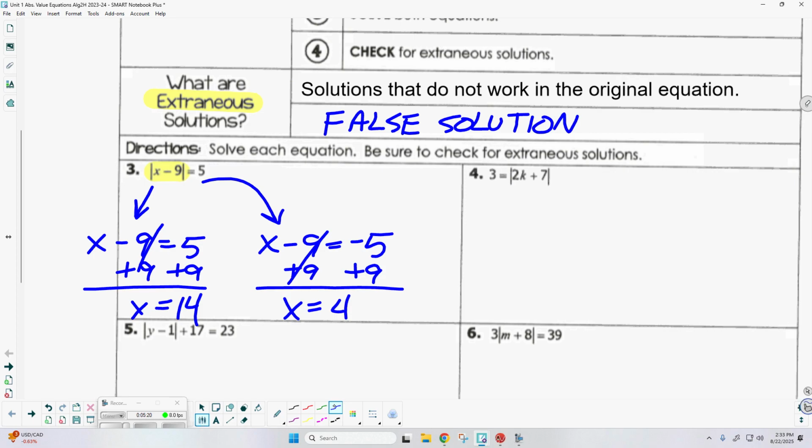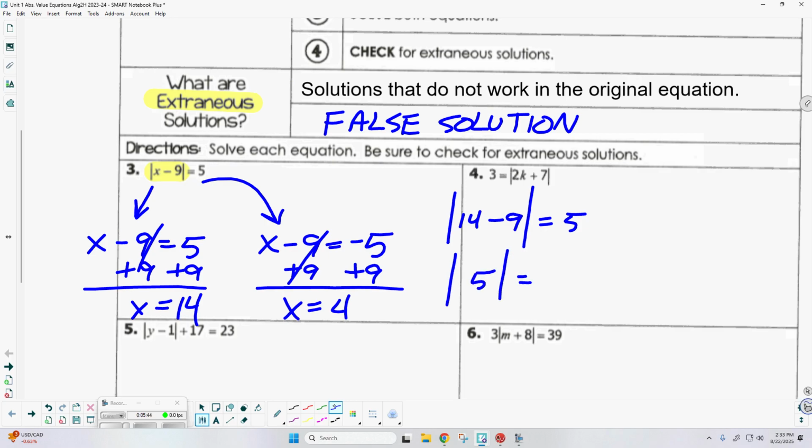Now, we're going to check these. If they work, then we're going to write these in a roster. Basically, those squiggly brackets, and we actually saw that earlier in the week and last week as well. So let's plug 14 in. So the absolute value of 14 minus 9, will that give me 5? Well, what's the absolute value? Well, what's 14 minus 9 to begin with?